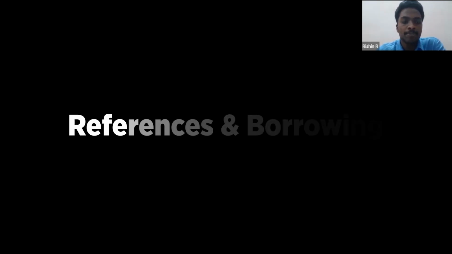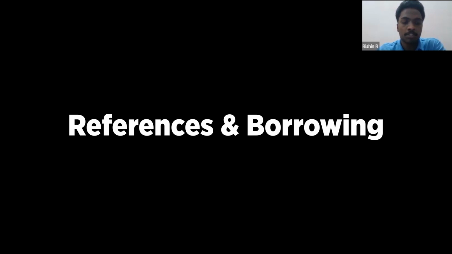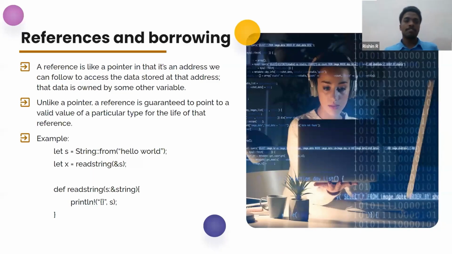So we will talk about references and borrowing. Okay, so what is a reference? A reference is basically a pointer. A pointer is basically an address. So what is the difference between data and pointer? Data means it contains the actual data of what you have. For example, for a string, hello world is the data.